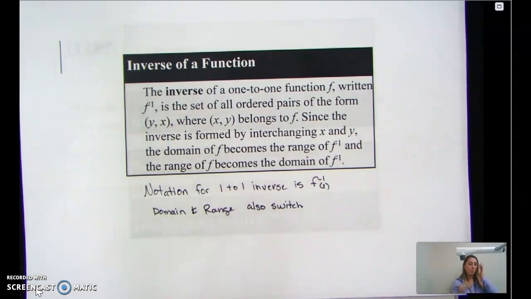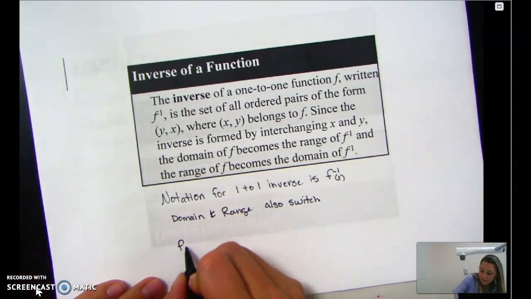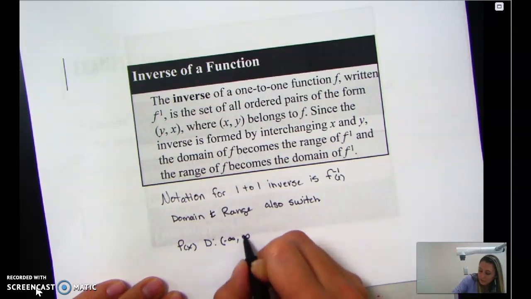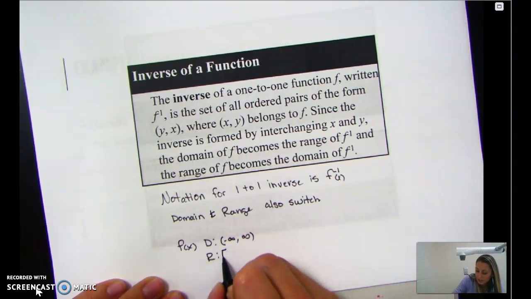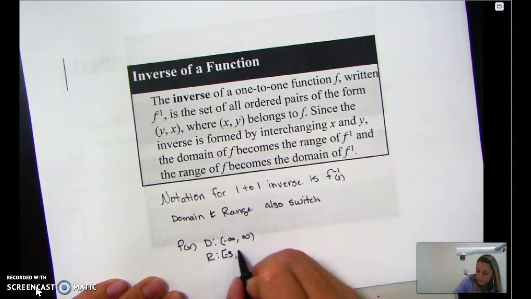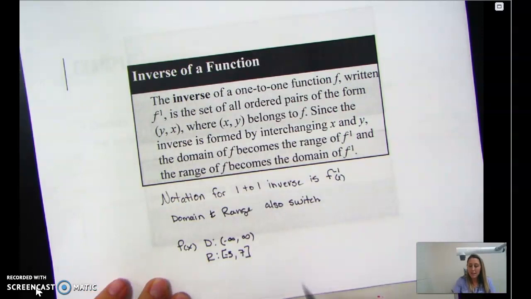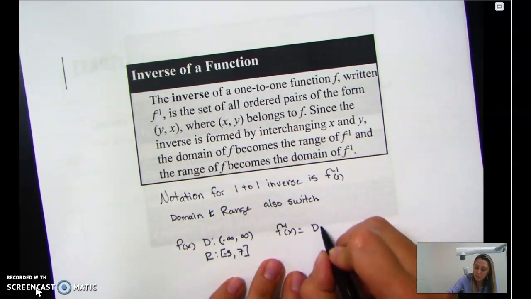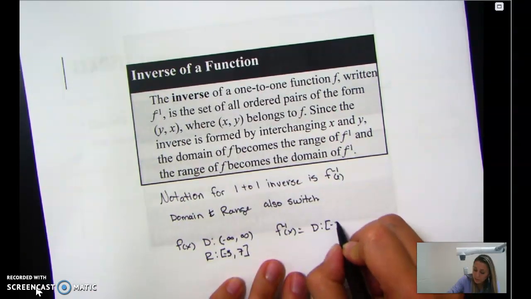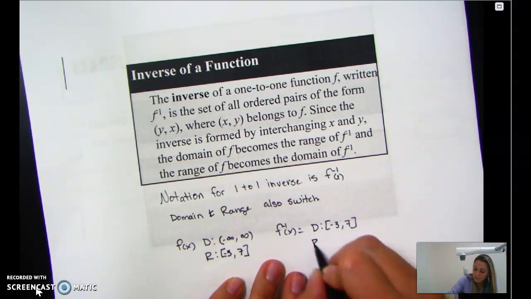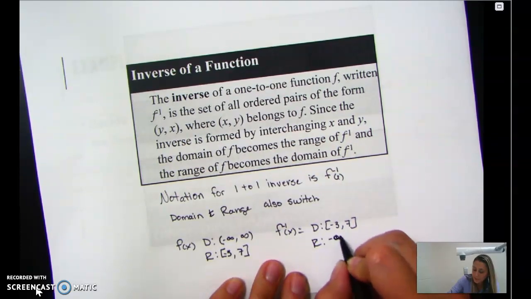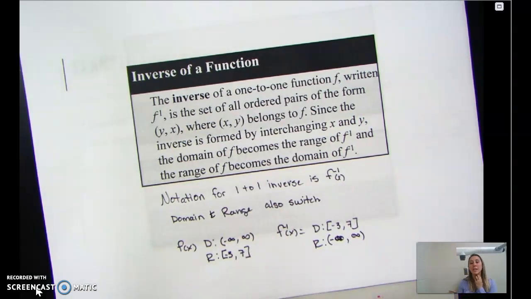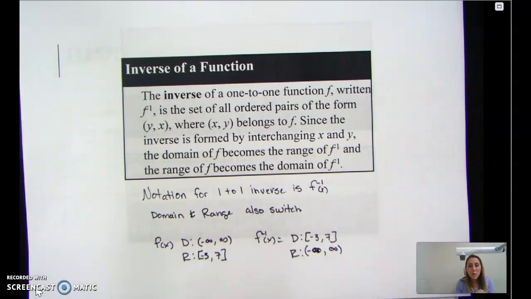I don't know if this would actually work, but I want to show you how it would work. So let's say the domain of f(x) is -∞ to ∞, and the range is, we'll say, -3 to 7. Then the inverse of that, f⁻¹(x), the domain would be whatever the range was, so -3 to 7, and the range would be negative infinity to infinity. So that's what it would look like. Again, I don't know if this would work, I'd have to graph it, but I just wanted to show you how it switches.